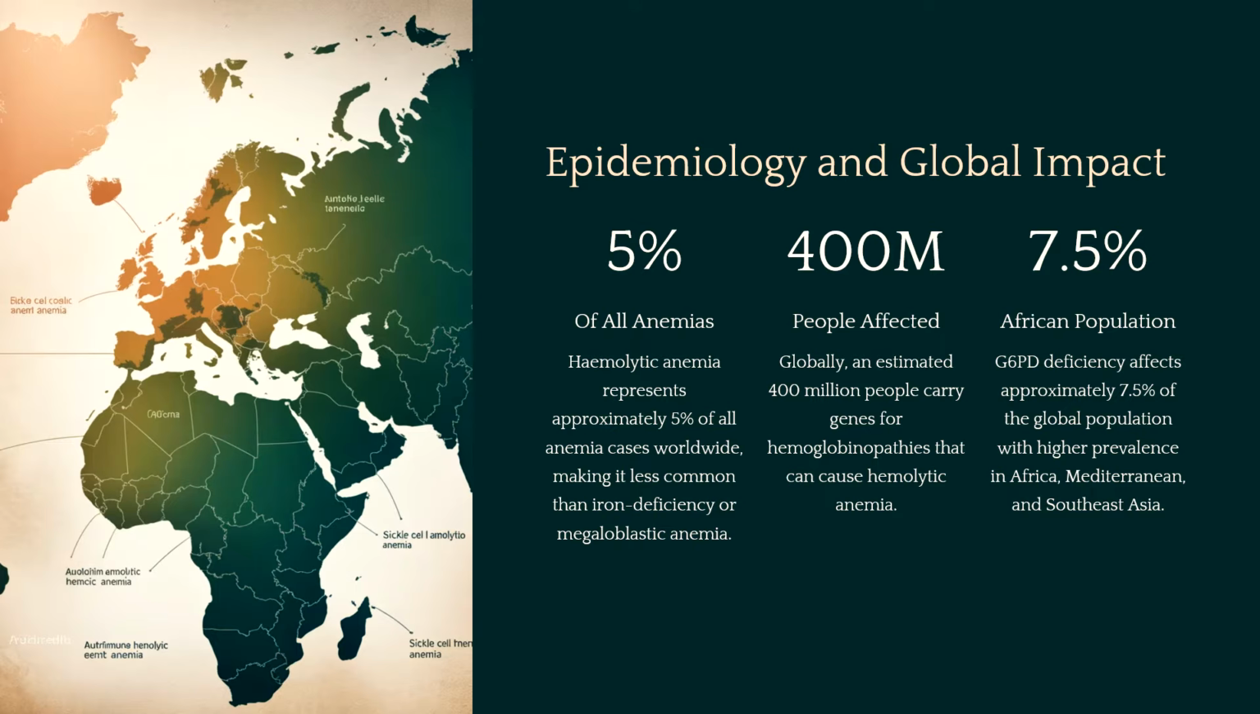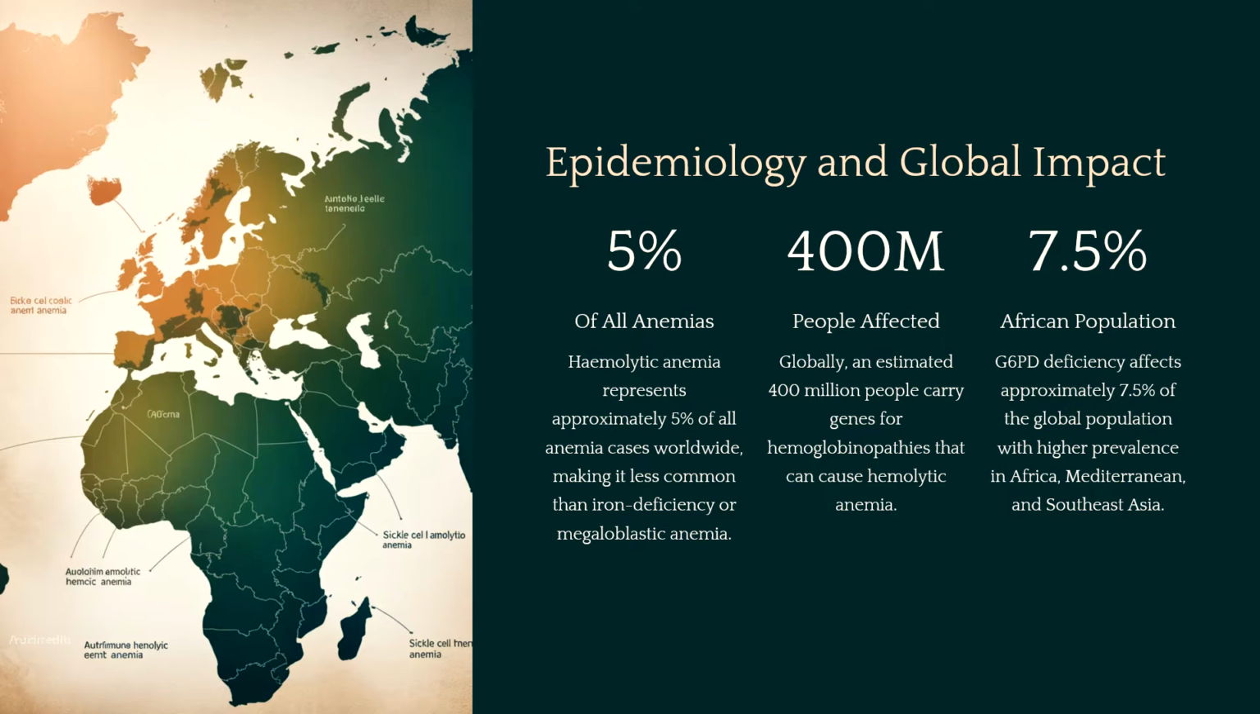Regarding the epidemiology, it is 5% of all the anemias. It represents 5% of all anemia cases worldwide. There are other types of anemia as written here, that is iron deficiency and megaloblastic anemia. It is less common. 400 million people affected globally carry the gene for the hemoglobinopathy and can get hemolytic anemia.